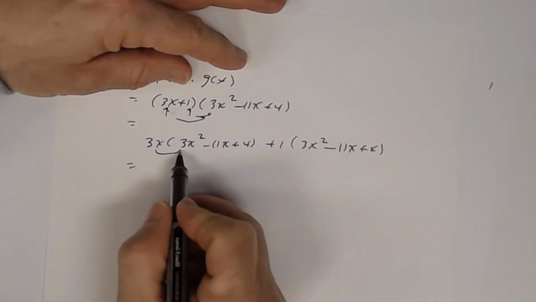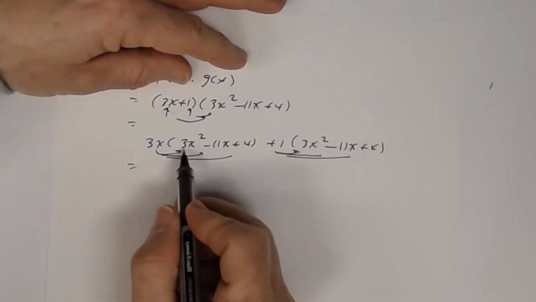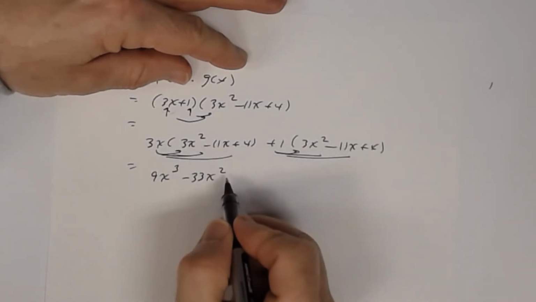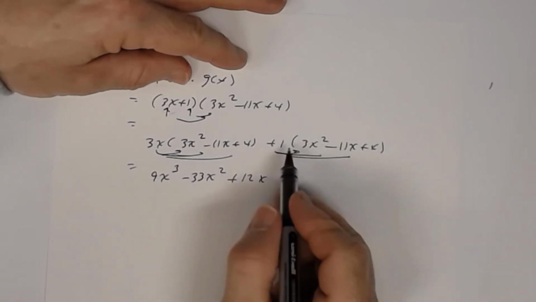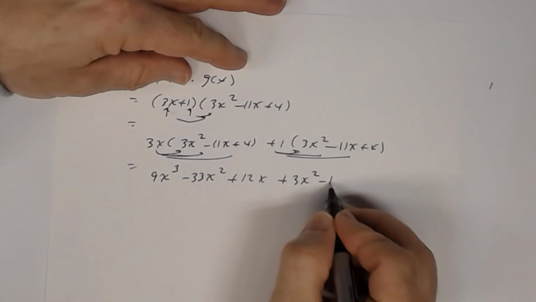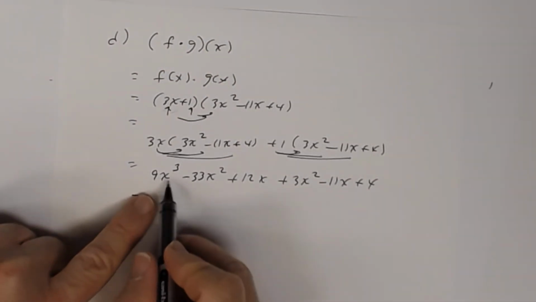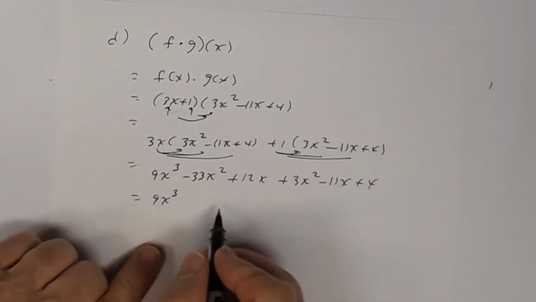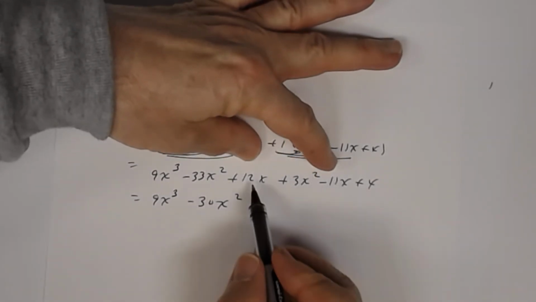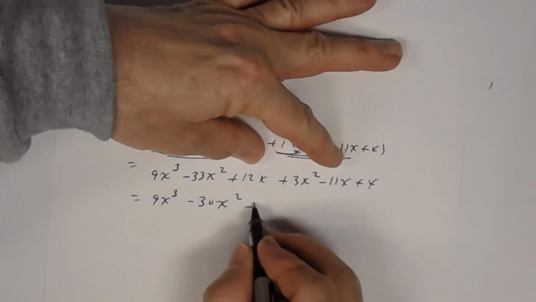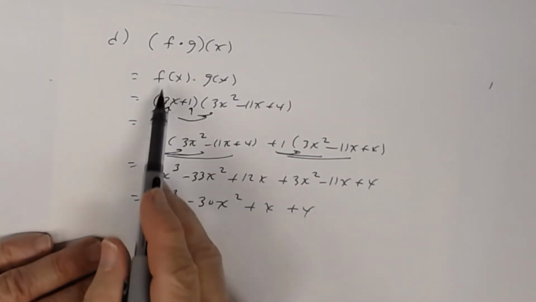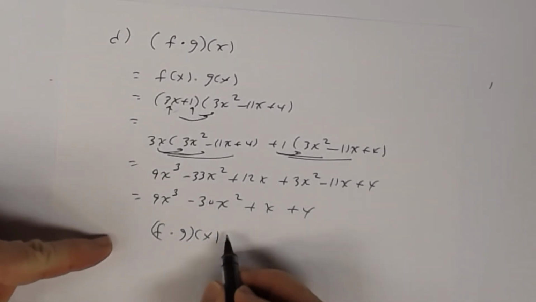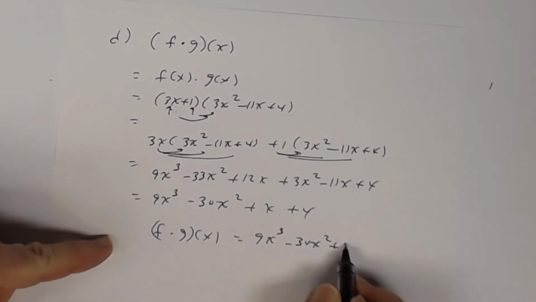Now get rid of the parentheses, the distributive property. I get 3x times 3x squared is 9x cubed. 3x times a negative 11x is a negative 33x squared. 3x times 4 is 12x. Now 1 times this polynomial is that polynomial, so that'll be just 3x squared minus 11x plus 4. And now combining like terms, I have 9x cubed as the only cubed term, so I'm just going to rewrite it. I have two x squared terms, a negative 33 and a positive 3 is a negative 30, so I have negative 30x squared. I have two linear terms, two first degree terms, a 12x and a negative 11x is just x, and then your constant 4. All right, and so there's your product. So f times g at x, when I multiply these two functions together, I get this cubic function: 9x cubed minus 30x squared plus x plus 4.